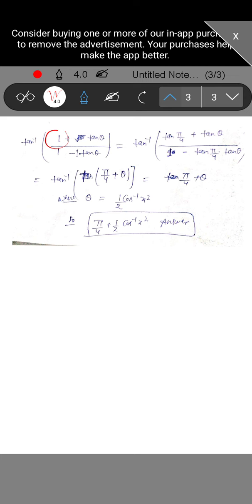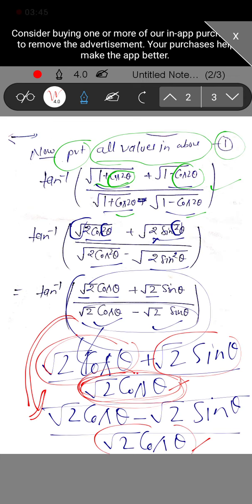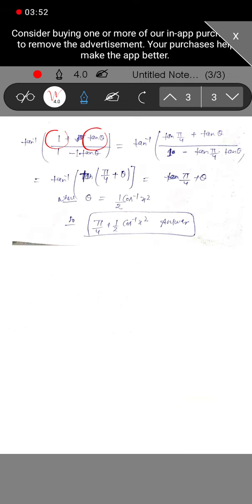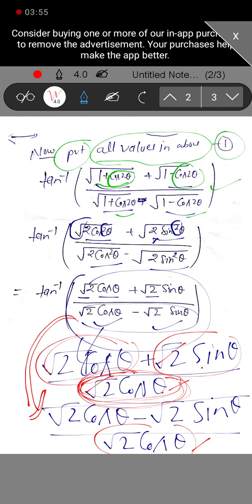Now when you divide this whole part by this, the root 2 gets cancelled out, and sin theta by cos theta is tan theta. So I have put it here, tan theta. In a similar way, our upper part is done.